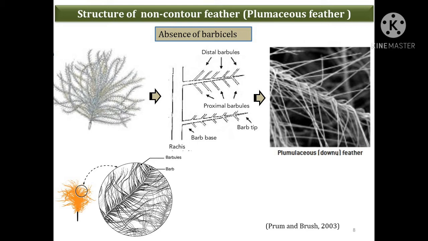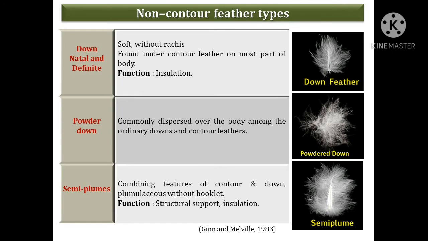So they look like cotton-type feathers. So there is no peculiar formation of web, or you can't see properly a body of the feather. That's why these are typically different from the pinnaceous feather. You can see in this picture the different types of non-contour feathers, that is plumaceous feathers. These are down feather, powder down, semi-plume, then bristle feathers and filoplumes.